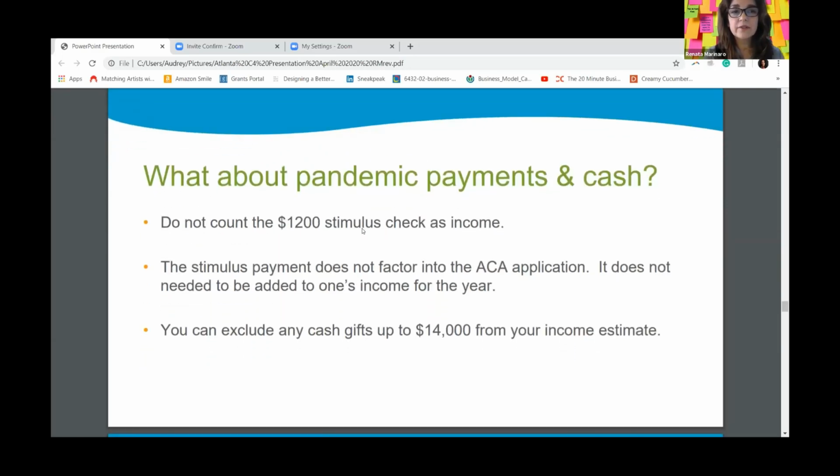Do not count the $1,200 check if you actually happen to get it. Congratulations, but do not count the $1,200 check as income. You do not need to do that. You do not need to include any kind of cash income up to $14,000. That's an IRS regulation. And the stimulus payments do not factor into the ACA application, which means that $600 a week does not need to be added into the application. So these are key points.